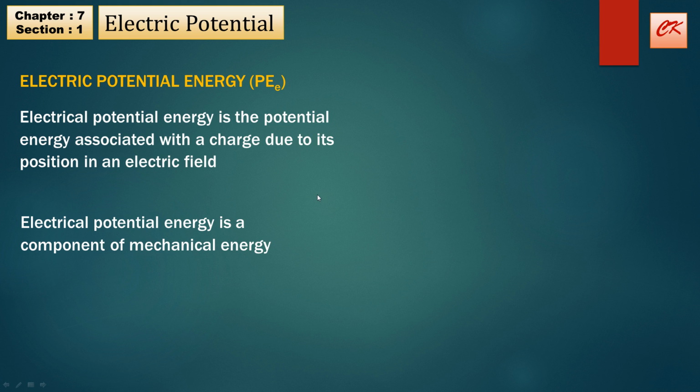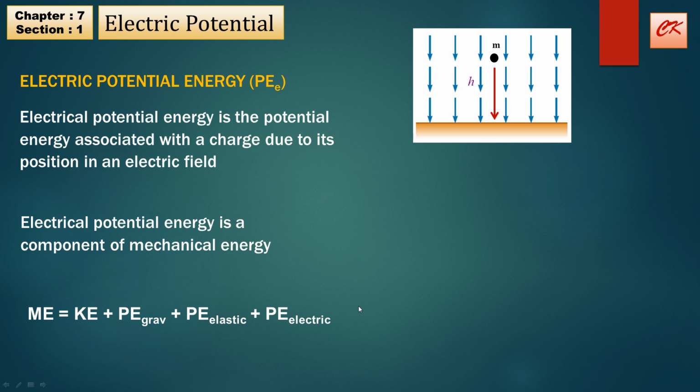Same as here, we will discuss potential energy in an electric field. Electric potential energy is a component of mechanical energy. Till now we learned that mechanical energy includes kinetic energy, gravitational potential energy, and elastic energy. Today we add electrical potential energy. So let's discuss how it happens.